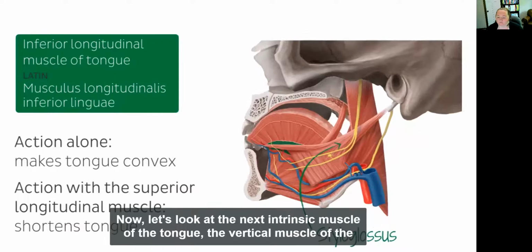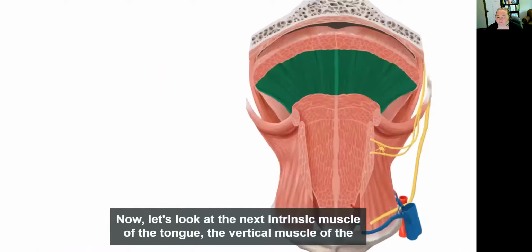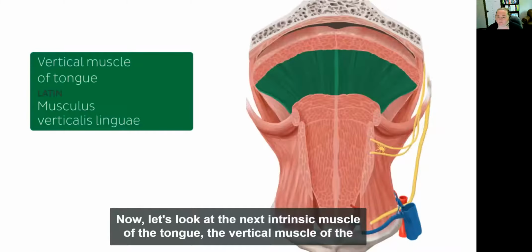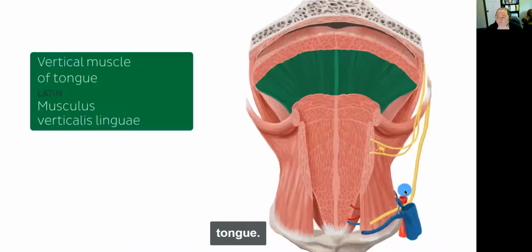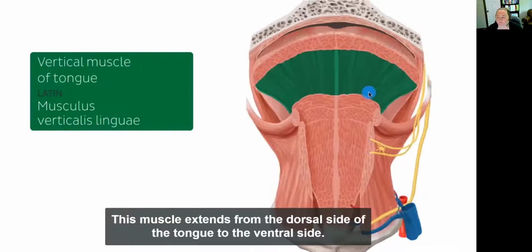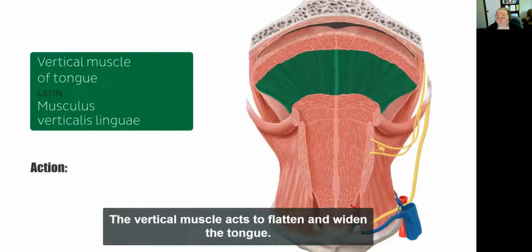Now let's look at the next intrinsic muscle of the tongue, the vertical muscle of the tongue. This muscle extends from the dorsal side of the tongue to the ventral side. The vertical muscle acts to flatten and widen the tongue.